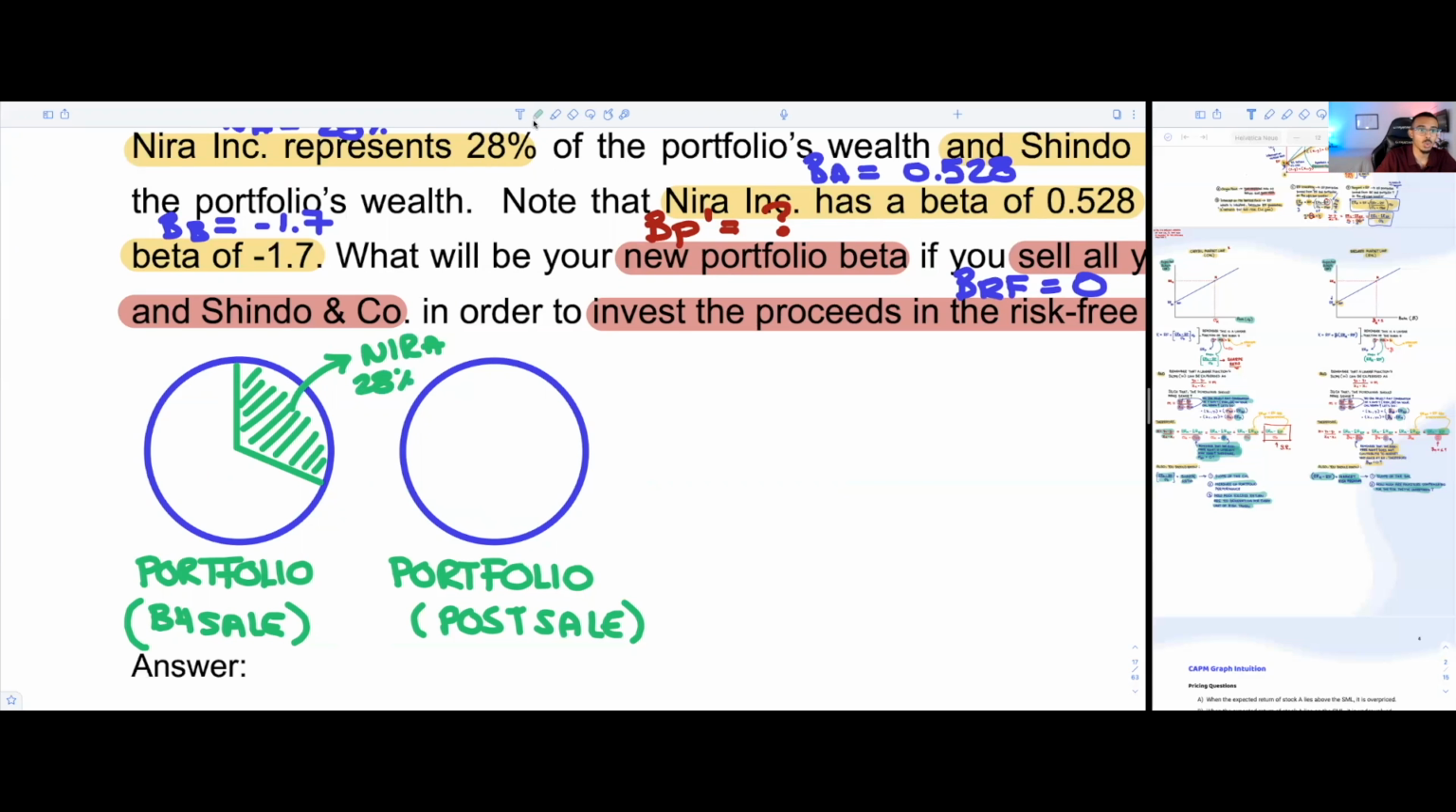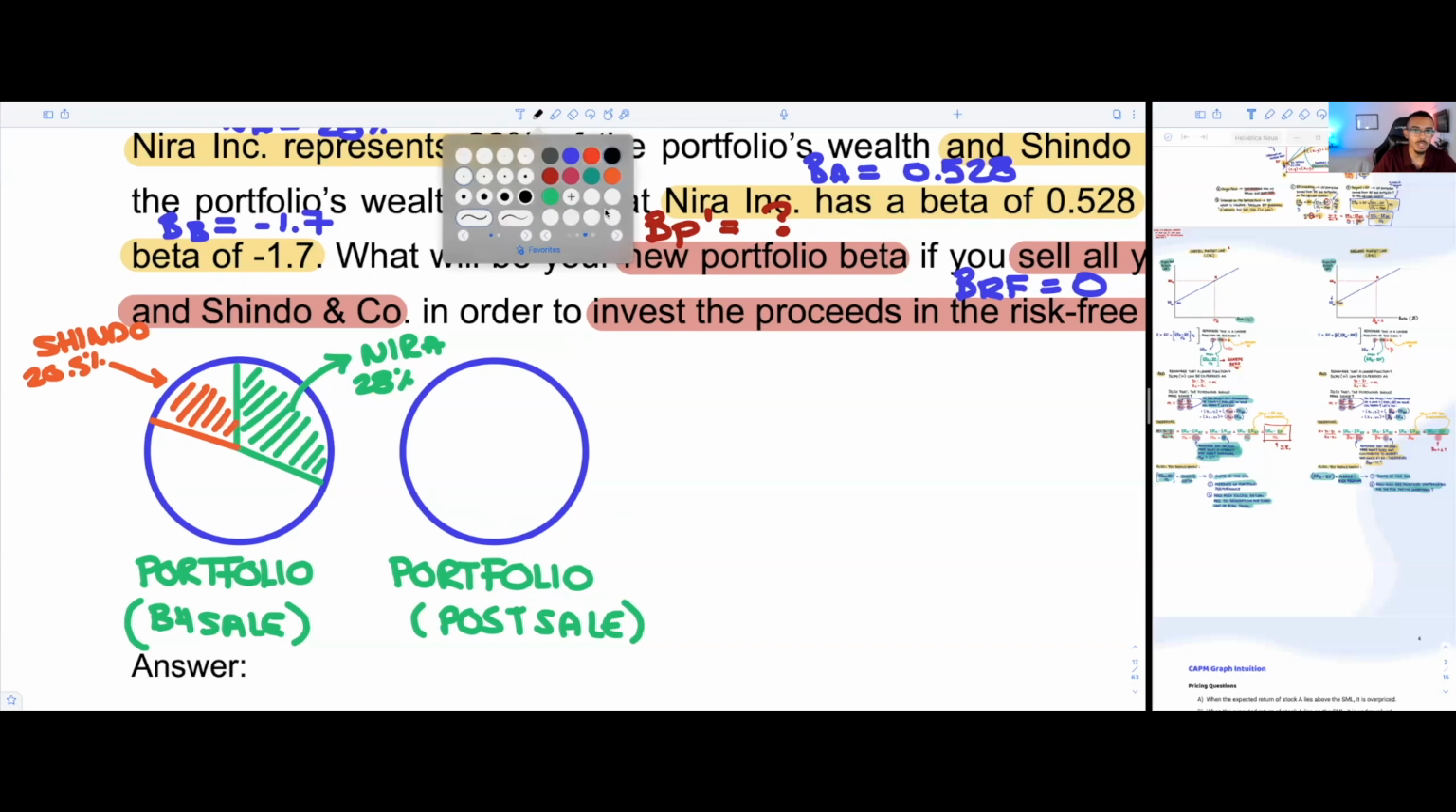We also know that 20.5% is invested in, what's it called? I believe Shindo Co, something like that. Shindo Co, exactly. So we could make it something that looks a little bit like this. That should be correct, I don't know, but it should be okay. So this is what Shindo Co represents. I'll call this Shindo, and it was 20.5%. Okay? And then we have the remainder of our portfolio, which we're going to put in black.